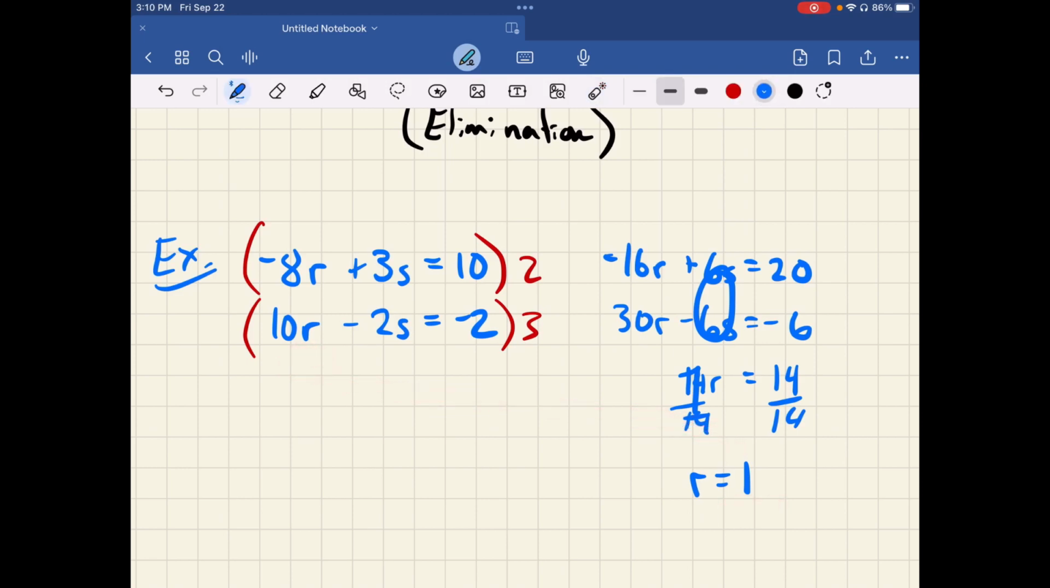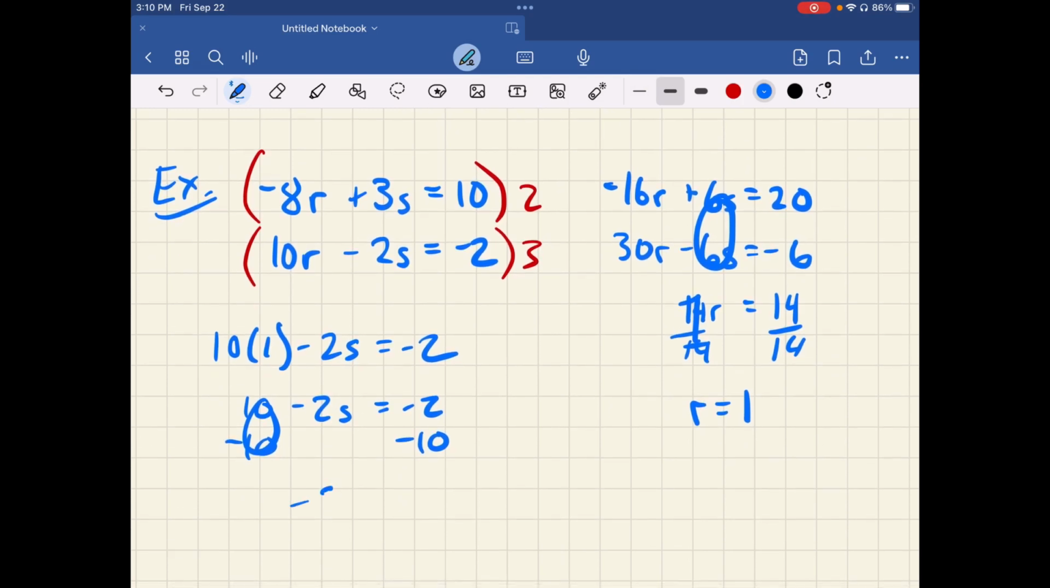So here we go. I have 10 times 1 minus 2s equals negative 2. This becomes 10 minus 2s equals negative 2. Minus 10, minus 10, that's a 0. I get negative 2s equals negative 12. Divide by negative 2, that's a 1, and I have s is equal to 6. So my coordinates for that could be 1 and 6, and I know that it's r and s.